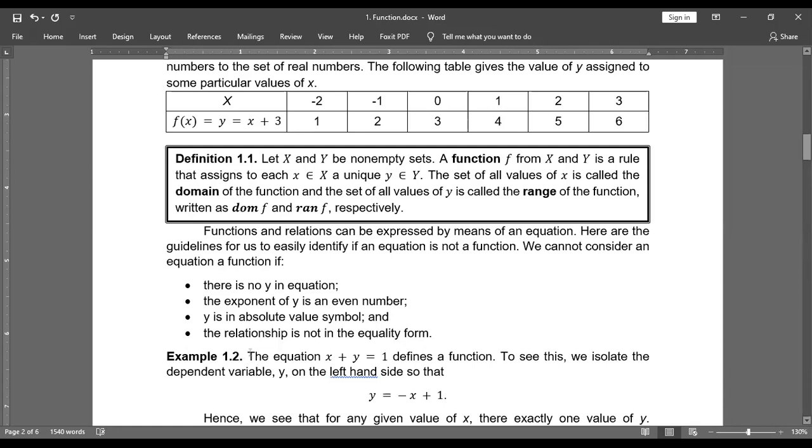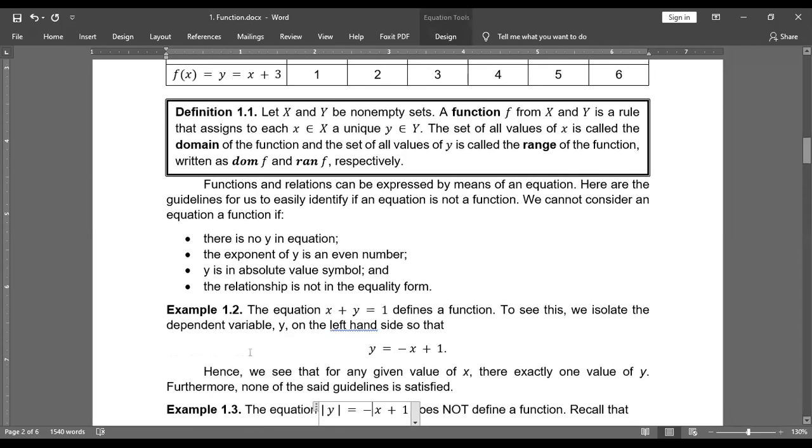So example 1.2, let's identify whether this equation describes or defines a function. So we have the equation x plus y is equal to 1. This defines a function. Now for us to verify this, we have to isolate the dependent variable y. Isolating the y, this gives us y is equal to negative x plus 1.